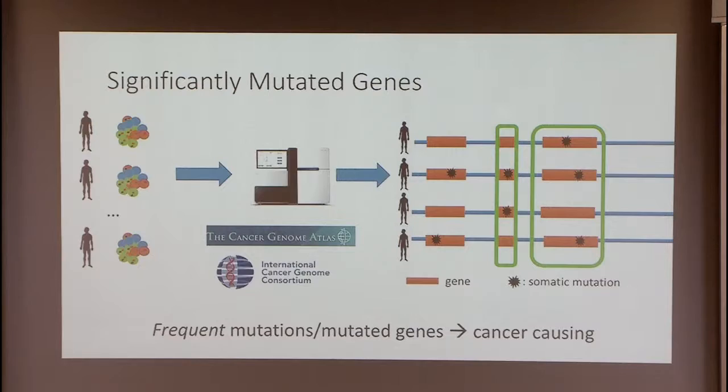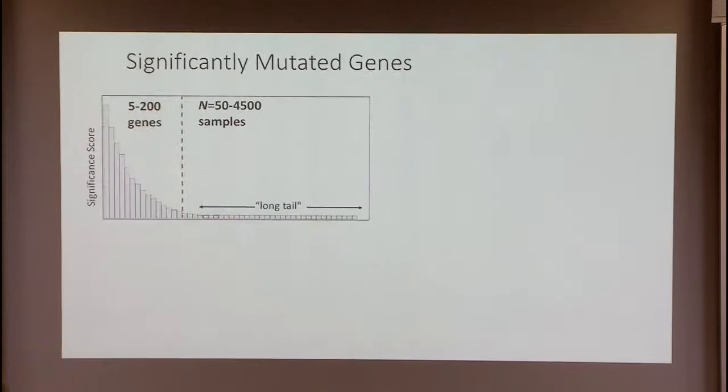Cancer Genome Consortium. And when we first got involved in one of these projects, they were at the time using a method to prioritize which genes are mutated more than expected by chance. And now there are many such methods, and it's not such an easy thing to actually develop such methods.